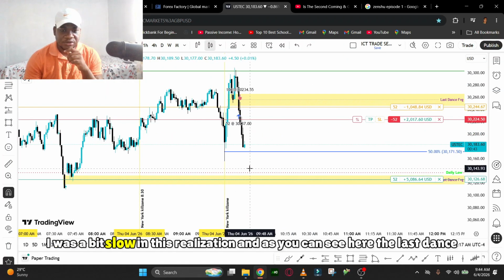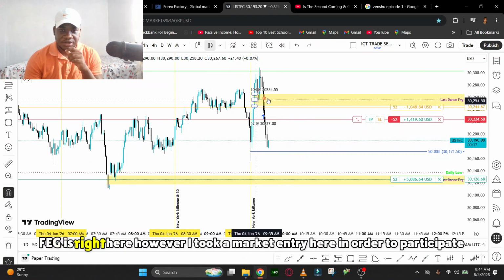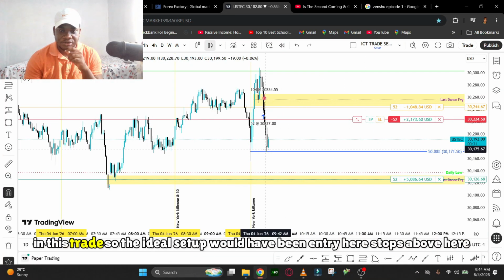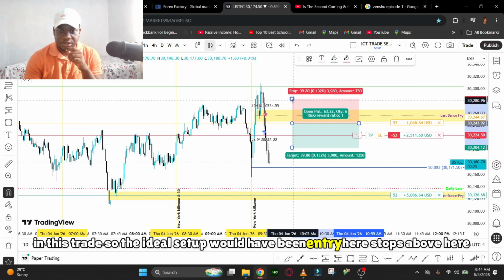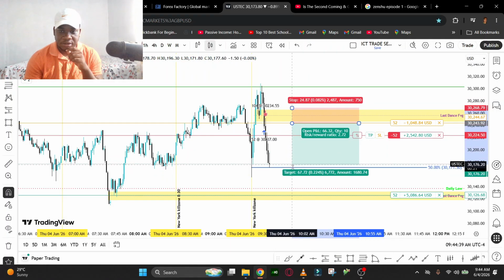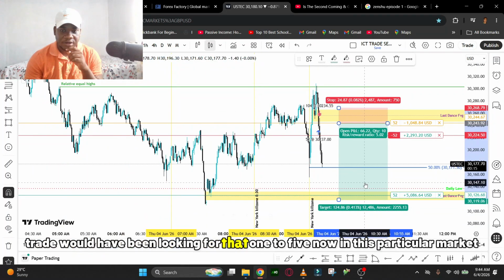Now, I was a bit slow in this realization, and as you can see here, the last dance FVG is right here. However, I took a market entry here in order to participate in this trade. So the ideal setup would have been entry here, stops above here, and then the trade would have been looking for that 1 to 5.